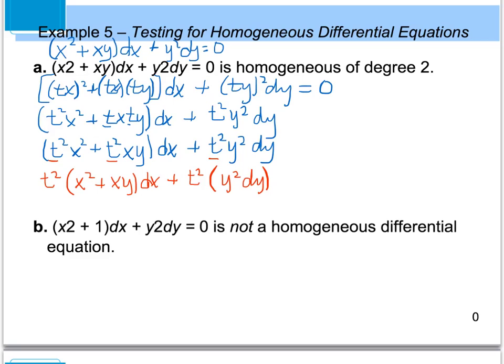So when I do that, I have t squared times my function of (x squared plus xy) dx plus y squared dy. And because I was able to factor this t squared out of everything, that verifies that I have a homogeneous function of degree 2.